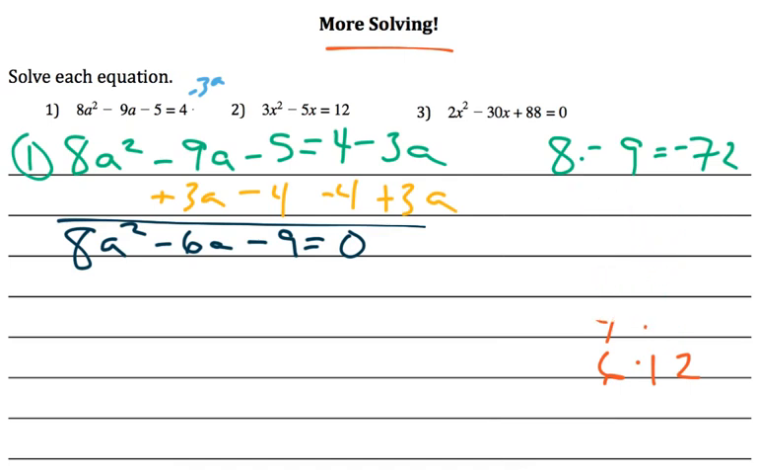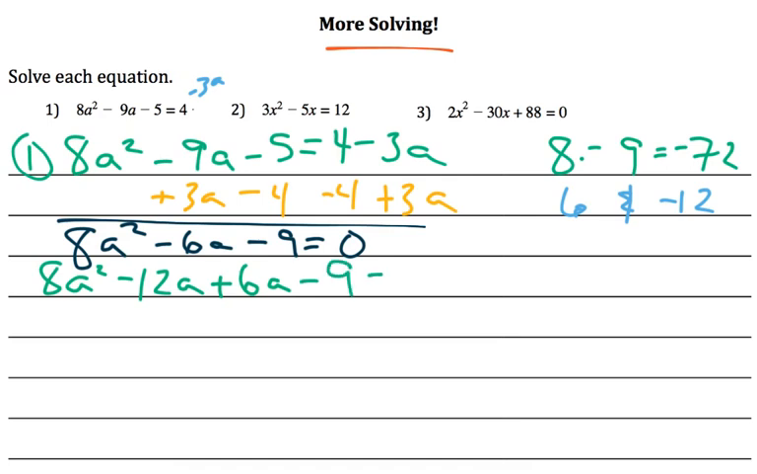So I'll erase all of this, and I'll show that the factors ended up being 6 and 12, which means that the 12 has to be negative to give me that value of negative 6 out front. So we'll write 8a squared exactly as we see it, but when I see minus 6a, I'm going to write that as minus 12a plus 6a. So that became two terms now, just like in the earlier examples.